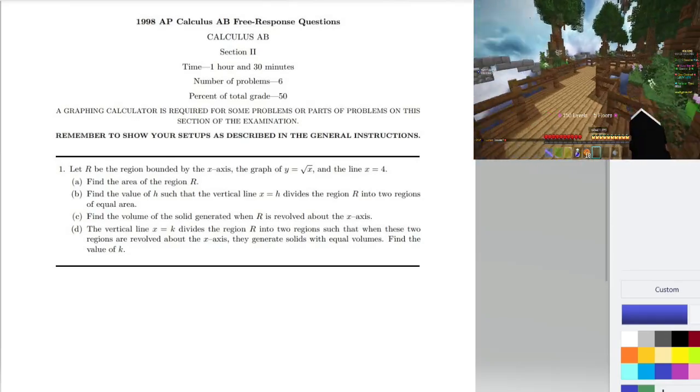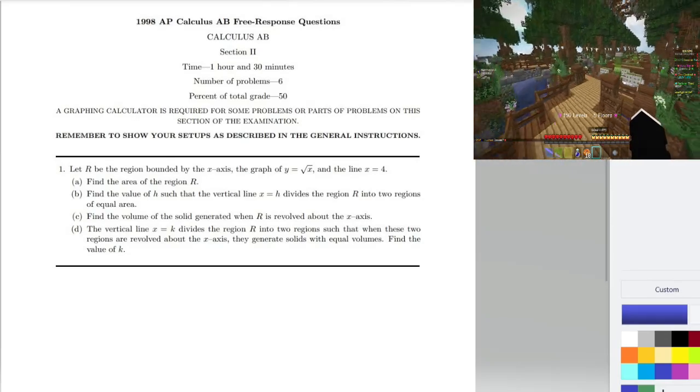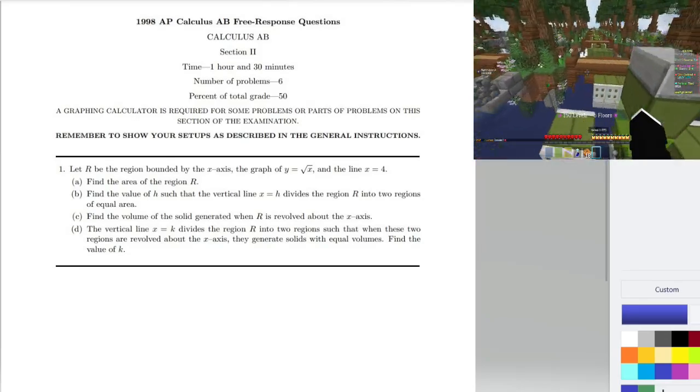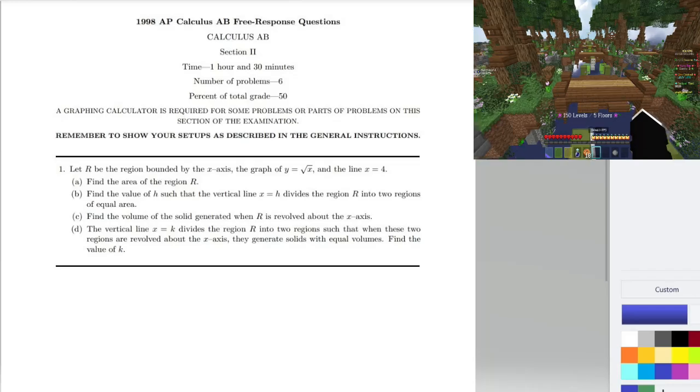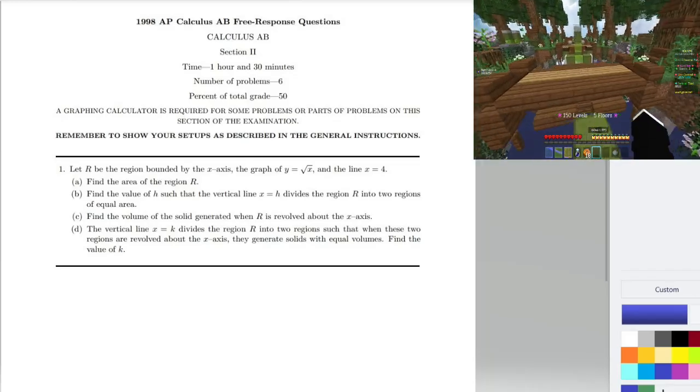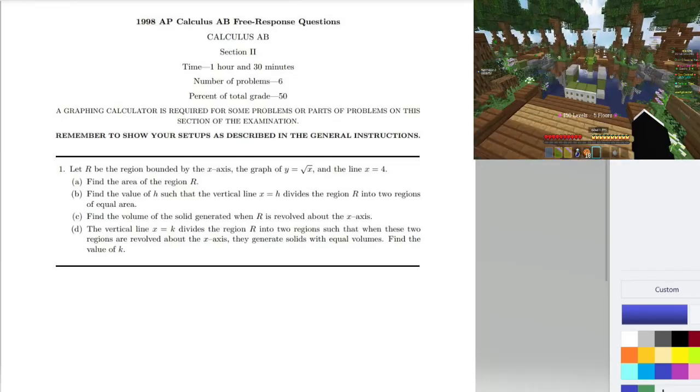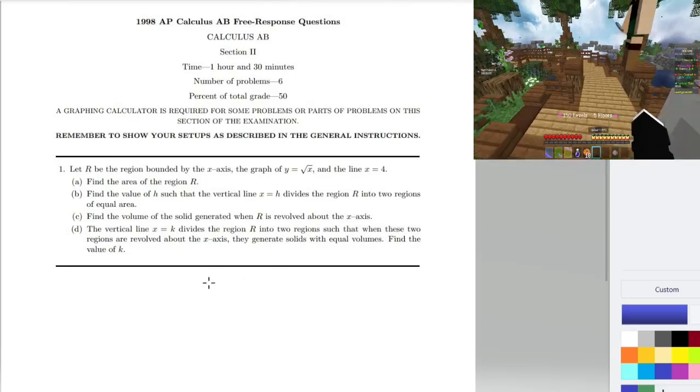Today we are going to be doing the 1998 AP Calculus FRQ. This one you don't need a calculator, at least. I don't know how the test has changed, but for your current test, you'll have a calculator question and a no calculator set of questions.